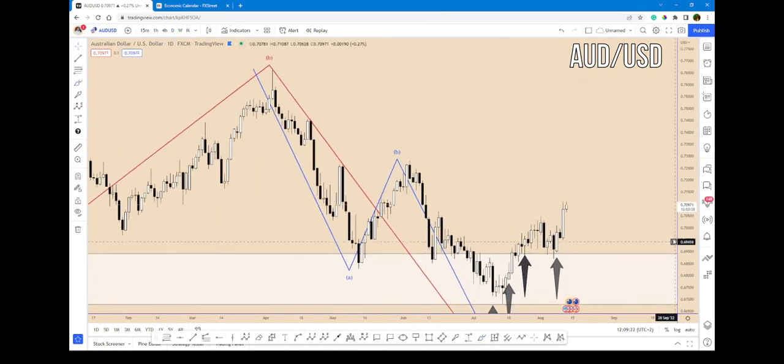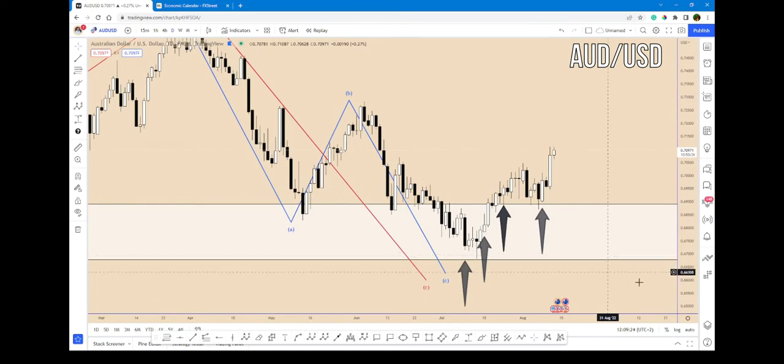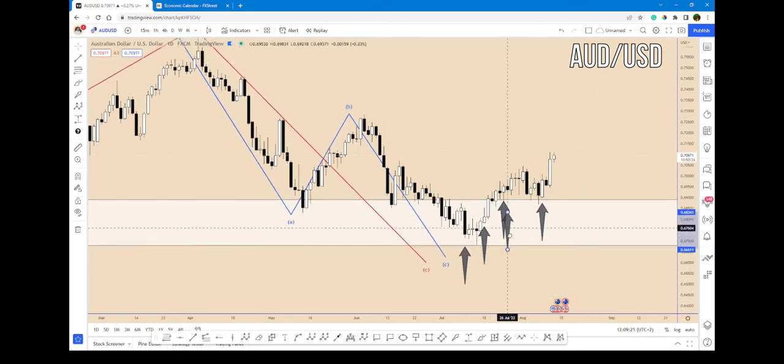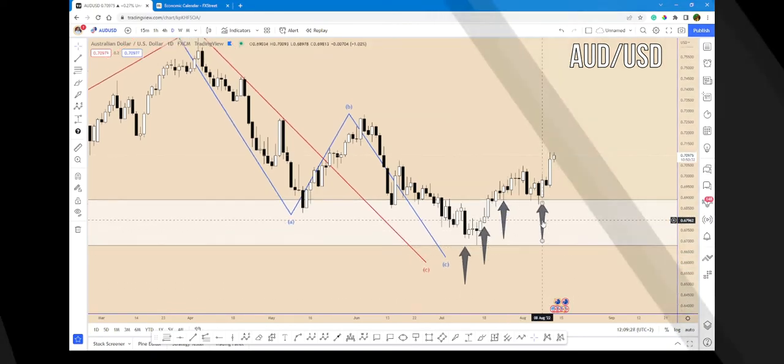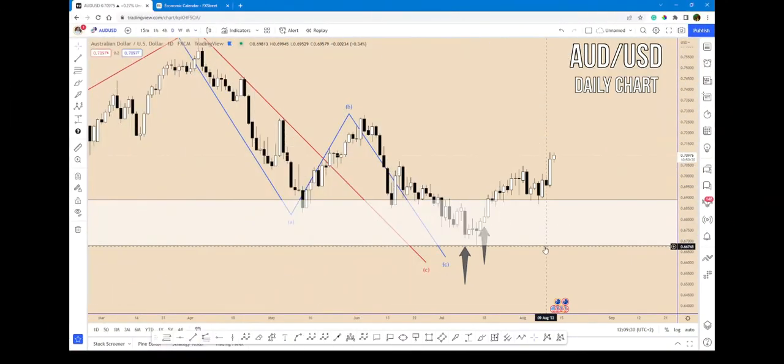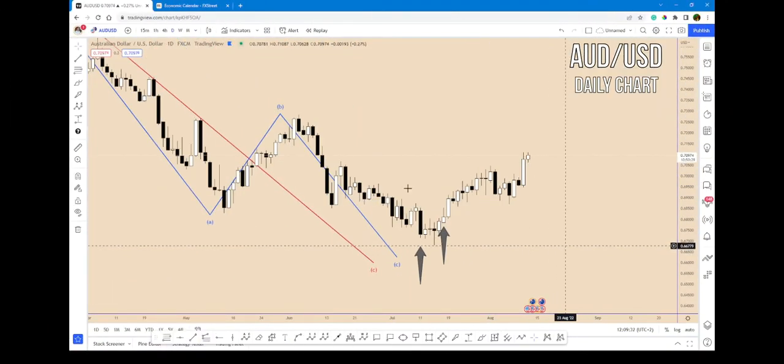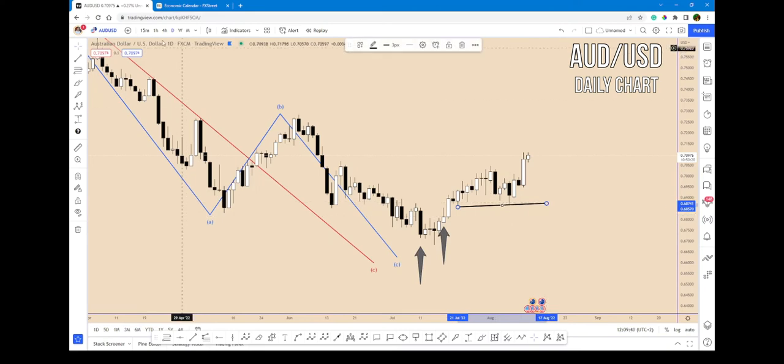And on the daily time frame, this is looking very interesting as well. Look at where we are. I'm going to delete this. And here we are in one of our scenarios. This was the first part of the pattern, and we had also the next part of the pattern.